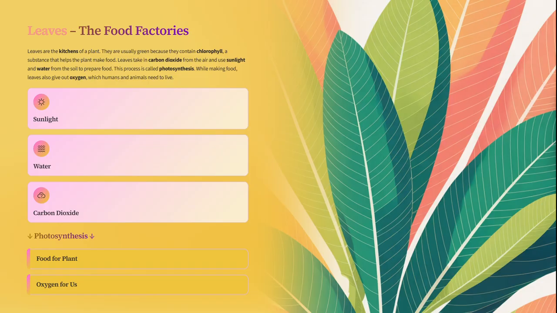This food gives the plant energy to grow and stay healthy. At the same time, the leaves release oxygen into the air. And that's the same oxygen we breathe in. Let's take a moment to think. Isn't it amazing that the very air we breathe is a gift from plants?